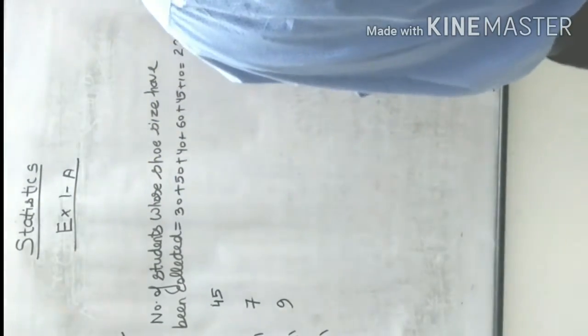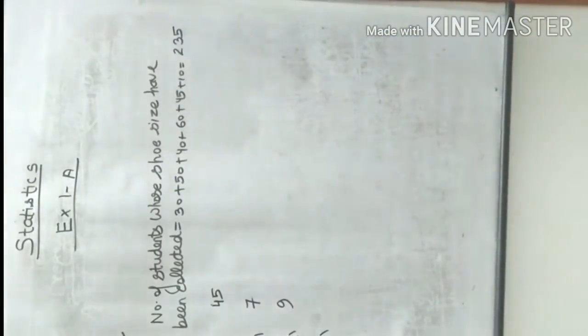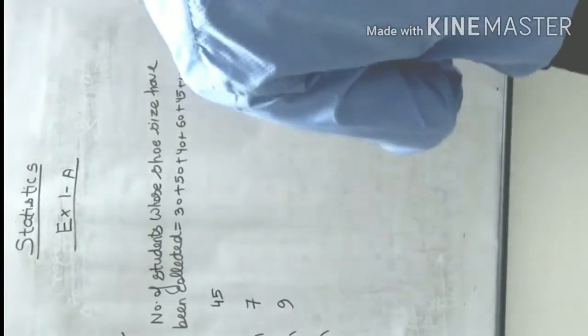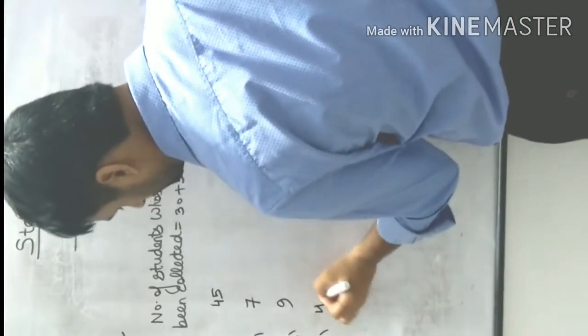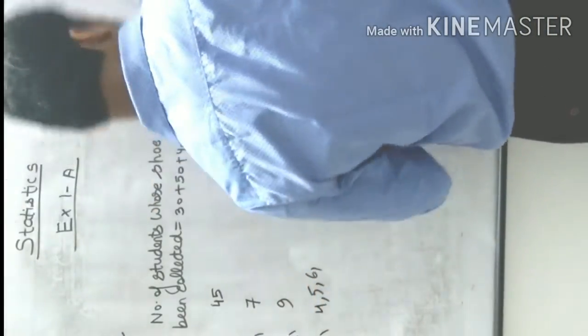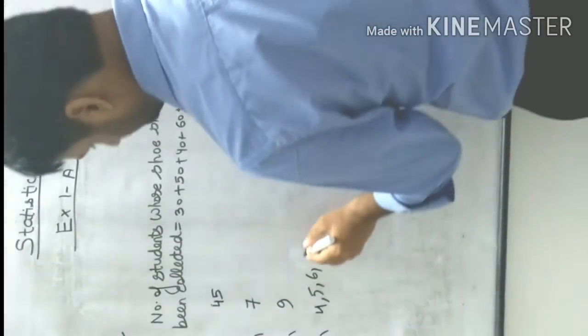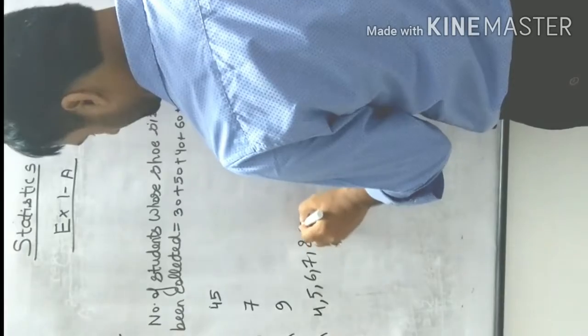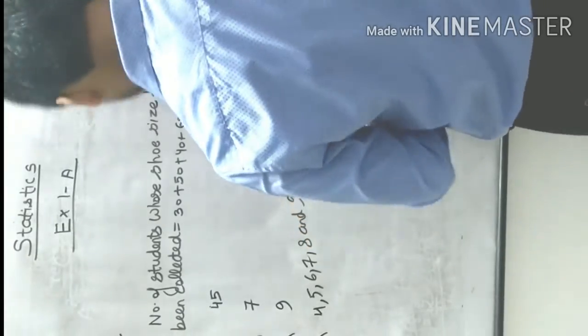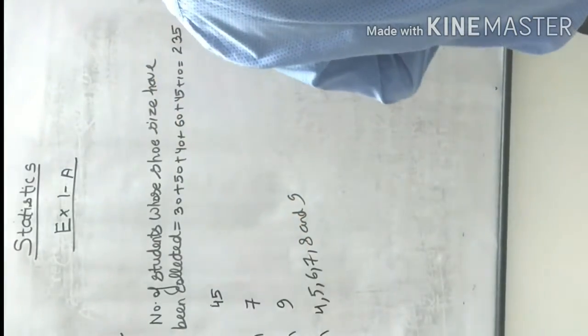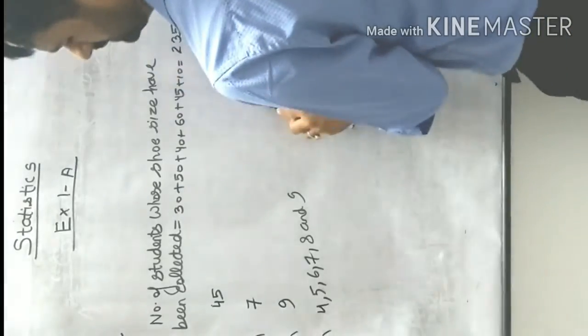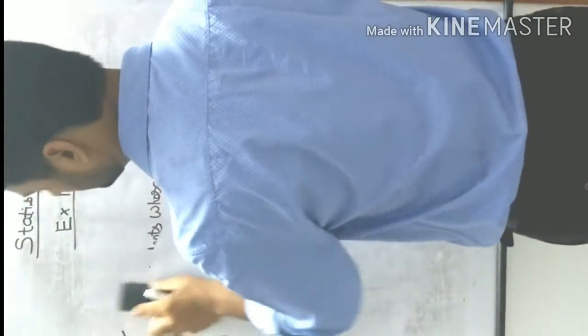Then the fifth and last part is, what are the different sizes of shoes for the students? The sizes are 4, 5, 6, 7, 8 and 9. That was the end of this. Very easy exercise is this. Graph you have done so many times. Already you have understood also many times.